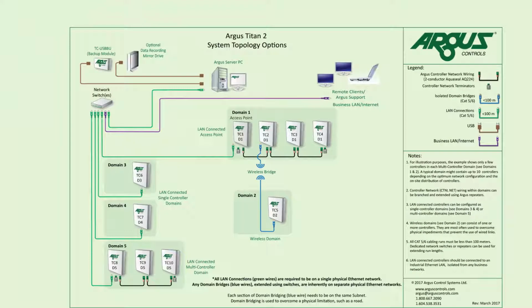The connection between the access point controller and Argos Server PC is made using an Ethernet connection, usually through a common network switch mounted in the access point cabinet that also connects the system to the business LAN. Additional controllers can be connected using combinations of the three methods as illustrated in the Argos Titan II system topology diagram.